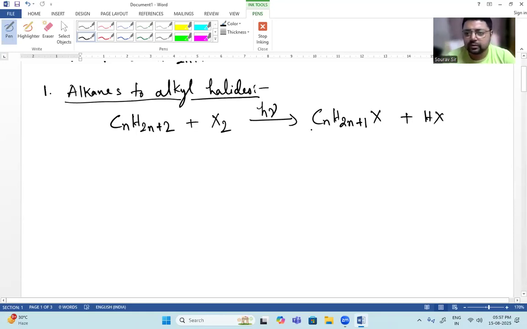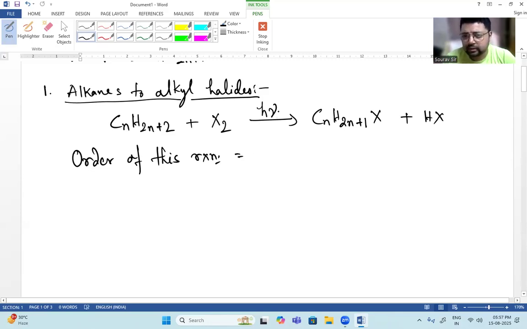Okay, so this is the reaction, where we see CnH2n+2, the general formula. From here we are going there. This is also linked with another chapter, which is known as kinetics. So can you tell me what is the order of this reaction?